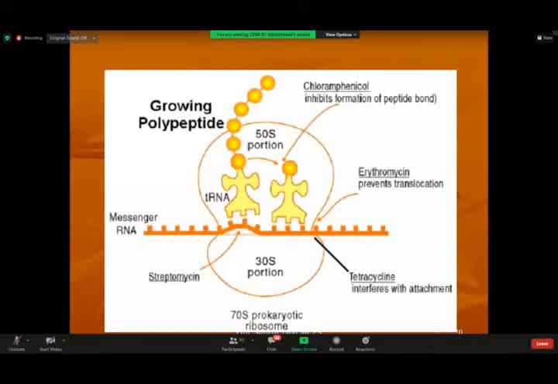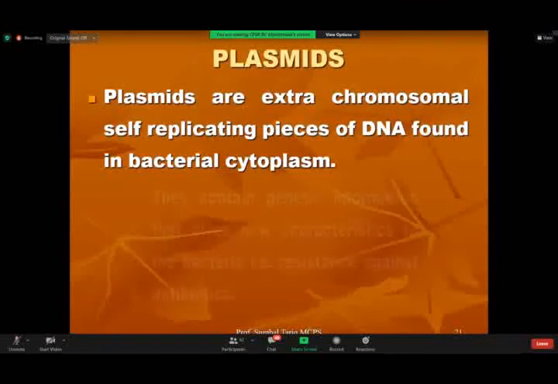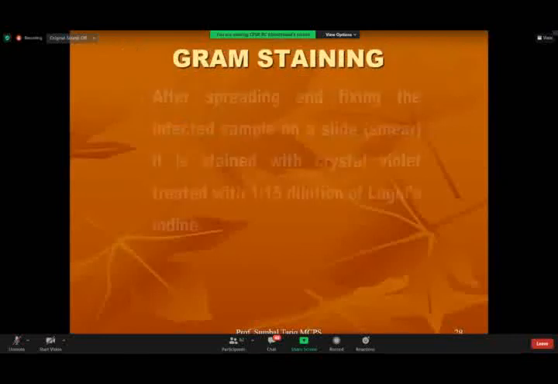Then 30S subunit means specifically tetracyclines, they interfere with the attachment, or misreading of codons in the case of streptomycin, by acting on the 30S portion. So this is how the various antibiotics have their effects, and they cause a decrease in protein synthesis by the bacterium.